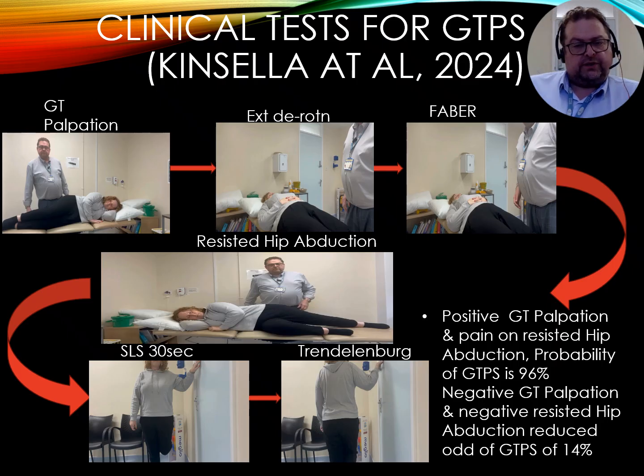And what the study goes on to show is that if you add certain tests together, it can affect the probability of the diagnosis. So what they found was if you had pain on palpation of the greater trochanter and pain on resisted hip abduction, then the probability of having GTPS is around 96%. Whereas if it wasn't painful on palpation of the lateral hip, and resisted hip abduction was not painful, then the odds of having GTPS is significantly reduced.